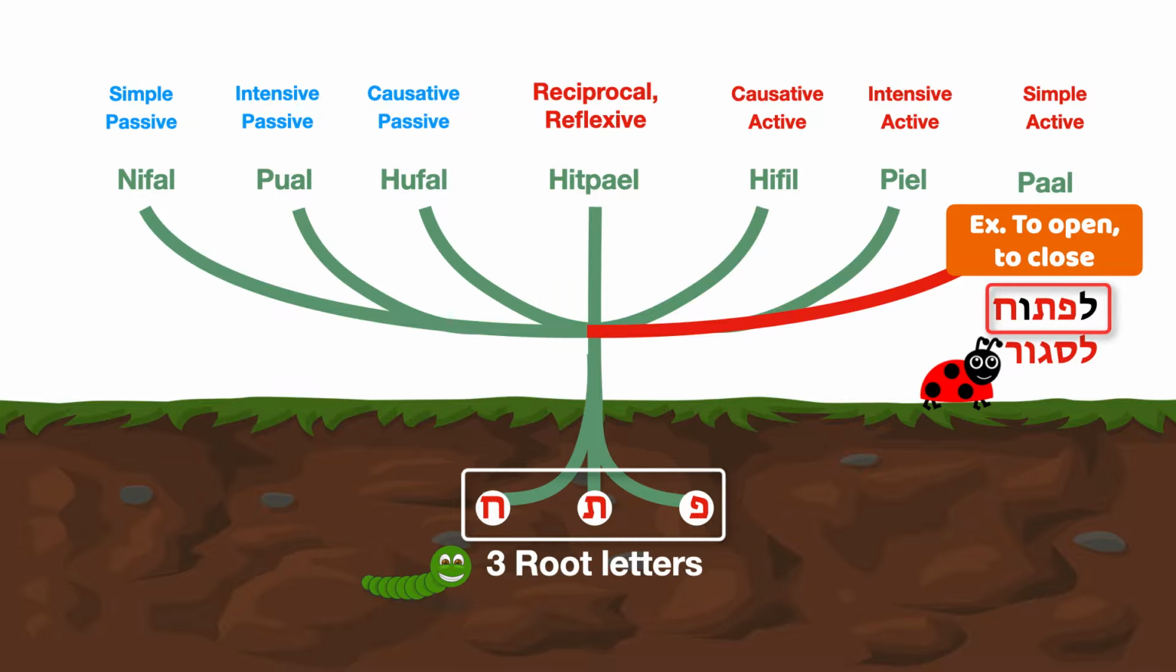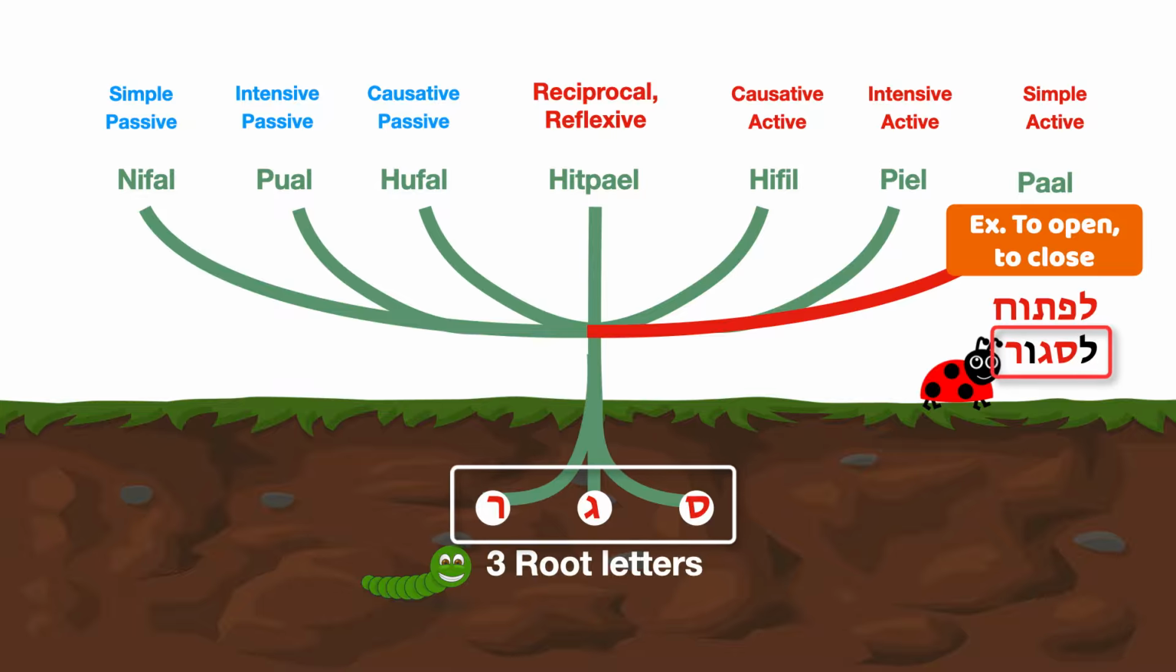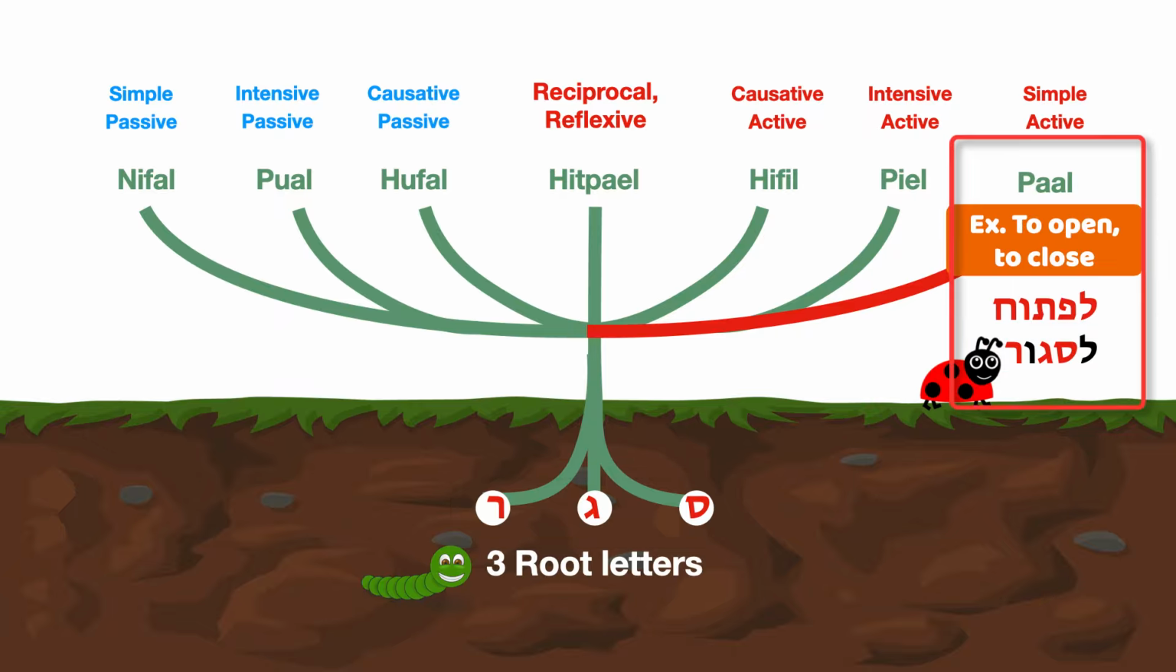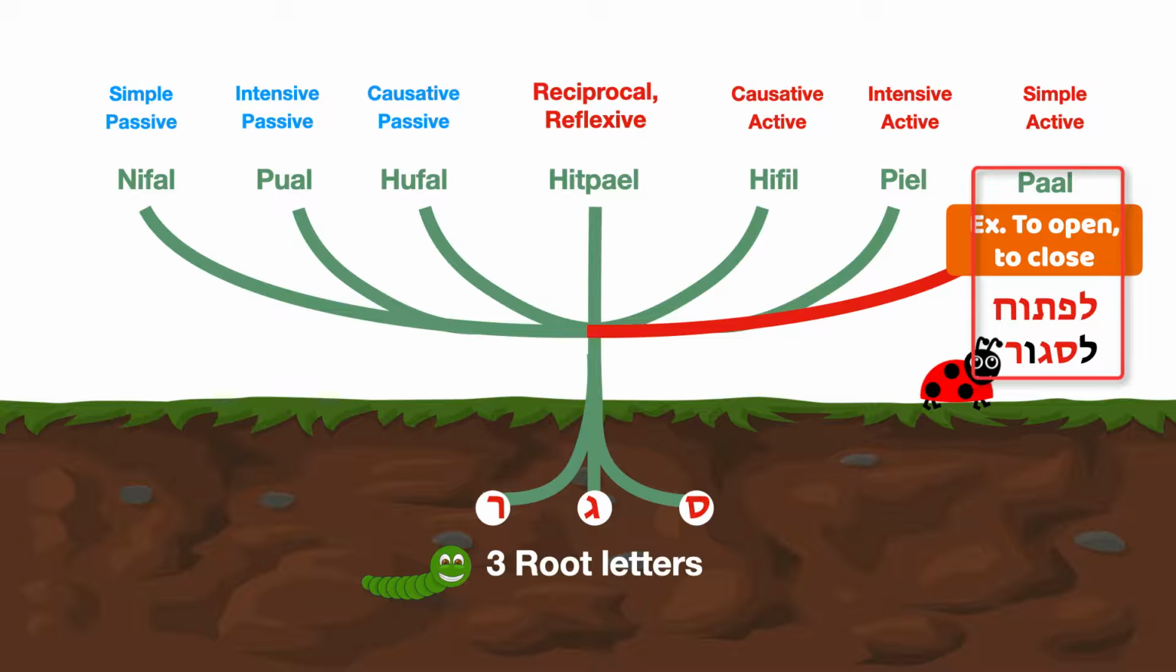Liftoach. Here's another Pual example. The root letters here are Samech, Gimel, Reish. This forms the Hebrew word for the verb to close. Lisgor. As you can see in these examples, Pual verbs are active efforts that involve only one person.